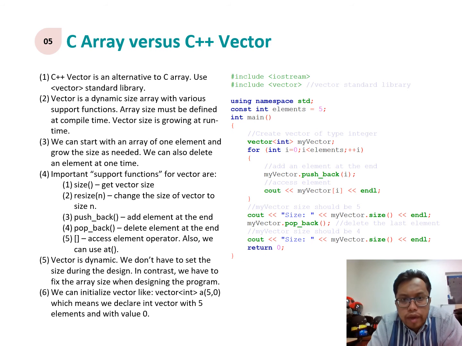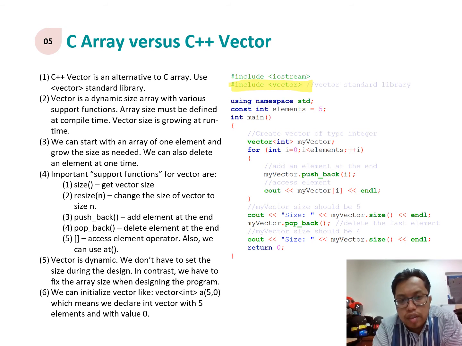Now it's about array versus vector. In C we use array and in C++ we use the vector. A vector is basically just an alternative to the array. To use a vector, you must include the vector library. Don't forget that. The difference between vector and array is that whenever you want to use an array, you must first define the size when you declare it, whereas in a vector you don't have to indicate any size beforehand.